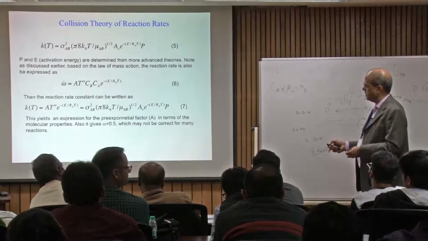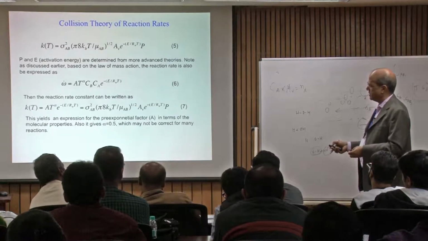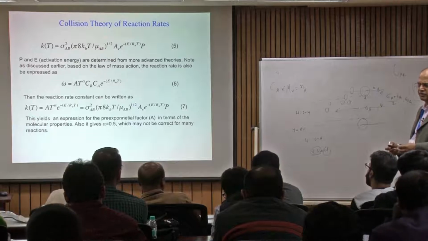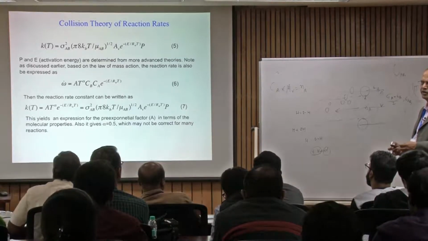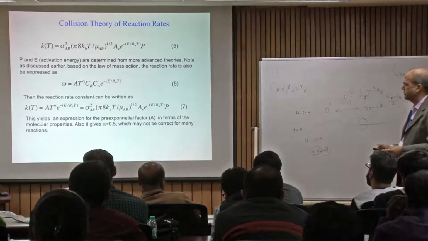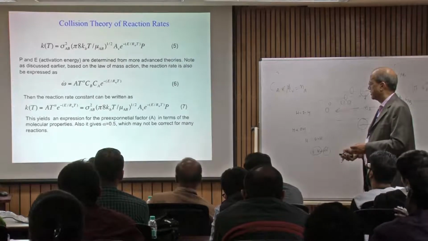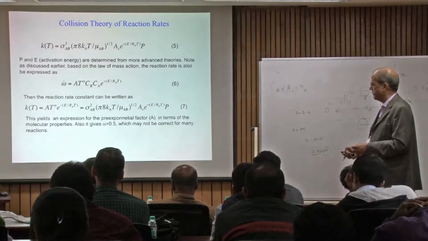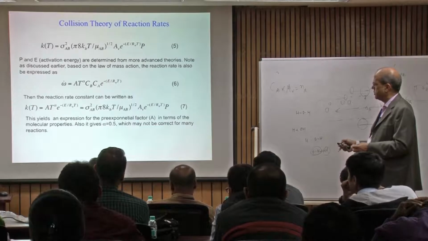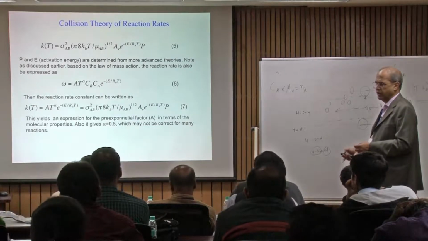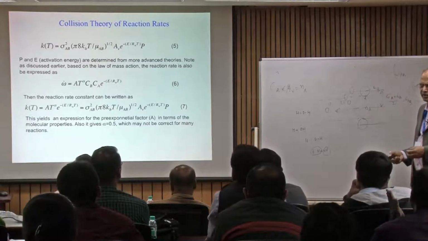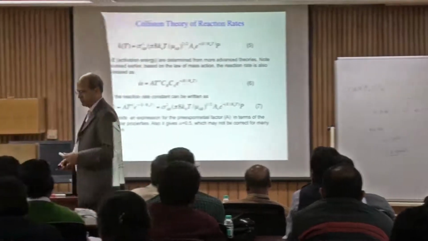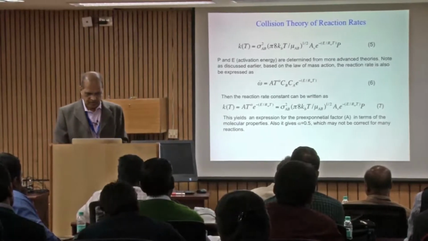And if you calculate this reaction rate constant using this and compare with the actual values, you'll see there's a lot of difference. So this only gives you qualitative behavior, it doesn't give you the exact equation or exact numbers. It also gives you that alpha factor which we were discussing. Based on this theory, you get alpha equal to 0.5, but the actual value of alpha can vary anywhere from 0 to 1. Any questions?